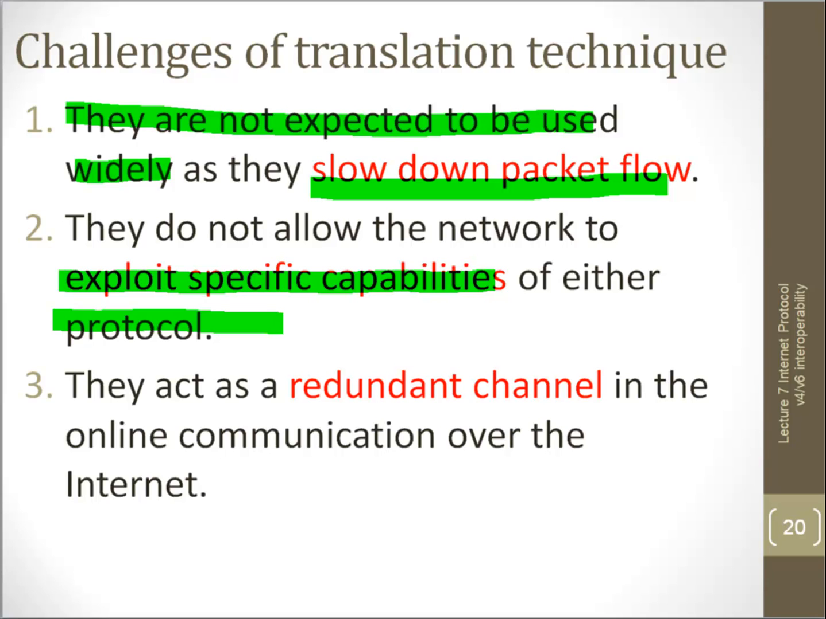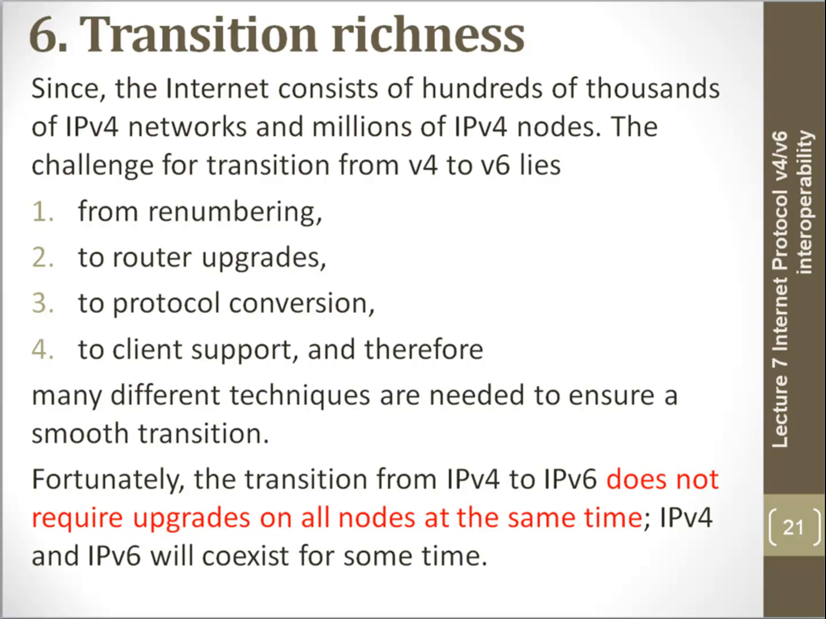Now with this we are completing three different interoperability techniques. We saw what the drawbacks of each method are. Now I am going for the next one, transition richness. Since the internet consists of hundreds of thousands of IPv4 networks and millions of IPv4 nodes, the challenge for transition from IPv4 to IPv6 lies here. There are different challenges available. So what does that mean?